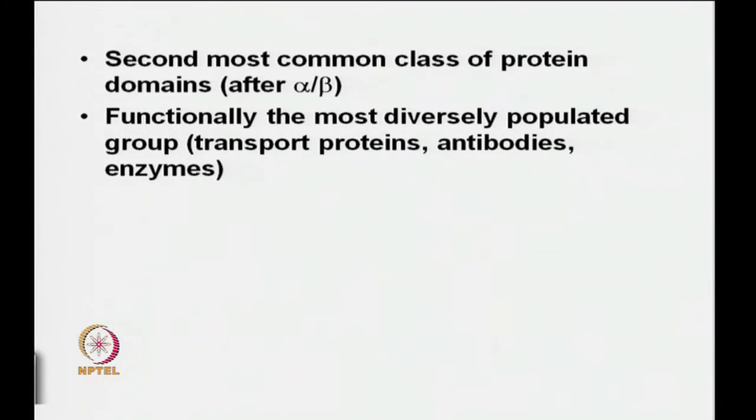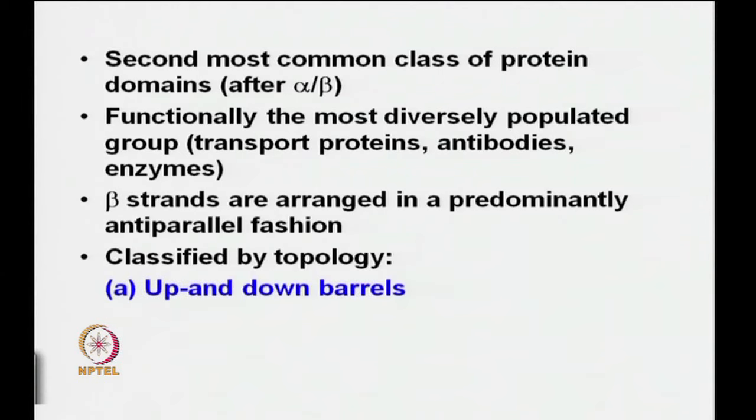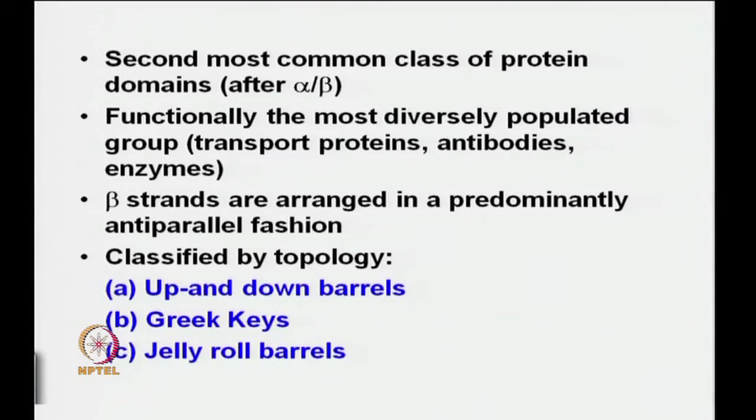Now, these are functionally the most diversely populated group. You see transport proteins, antibodies, enzymes and so on. The beta strands are arranged in a predominantly anti-parallel fashion. So, whatever we discuss, you will see it is an anti-parallel arrangement. They are classified by the topology. What do I mean by that? What are the different classifications? If you remember, for a beta sheet, we were using up and down arrows. Using those arrows, we can say what the topology is. One is the up-and-down barrels, the other one is your Greek keys, and the other one is jelly roll barrels.